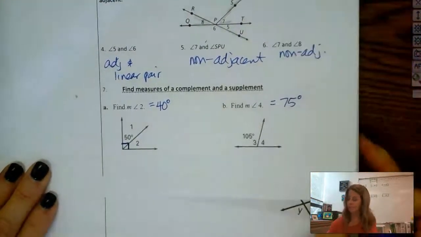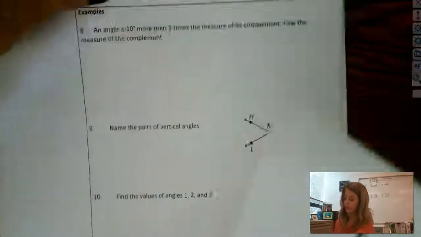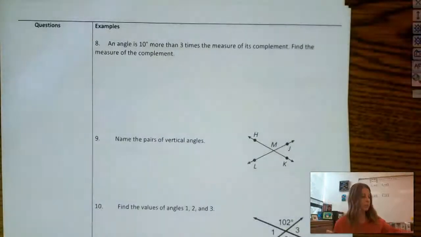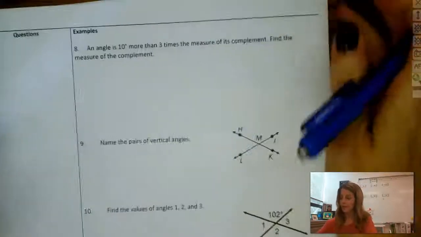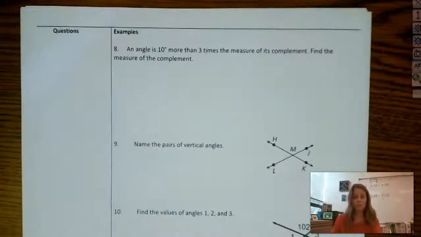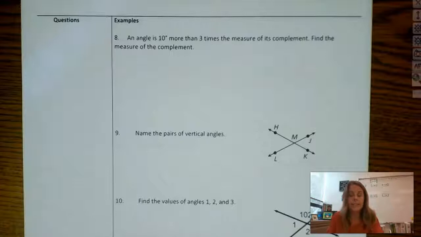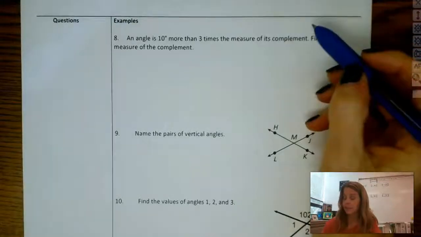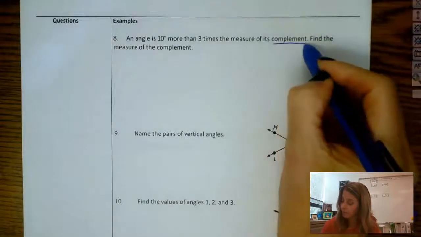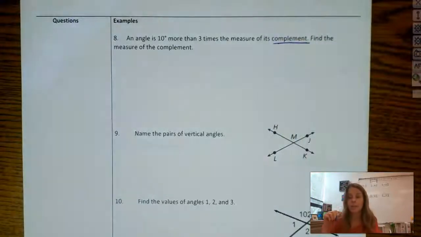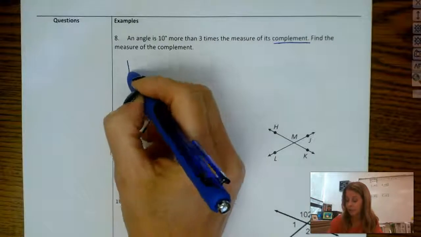All right. Let's take a look at one more with complement and supplement. Number 8 says, an angle is 10 degrees more than 3 times the measure of its complement. Find the measure of the complement. There's a lot of ways to do this, but I feel like pictures often help us process. So complementary angles add to 90. So I'm going to set up a picture like this.